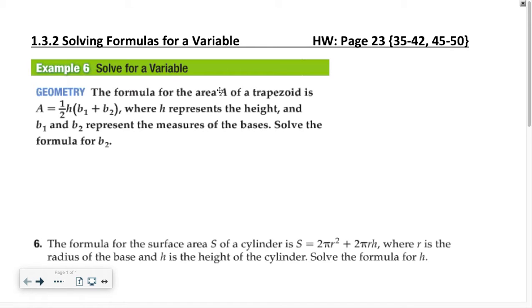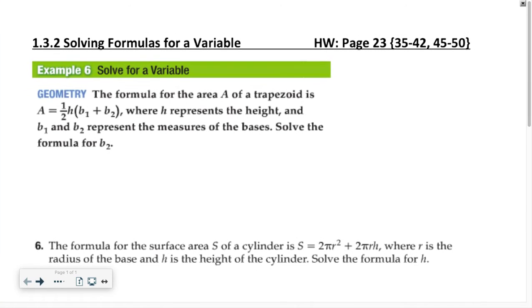So this first one, the formula for area of a trapezoid is area equals 1/2 h times the quantity b1 plus b2, where h represents height and b1 and b2 represent the measure of the bases. So we're going to solve this formula for b2.